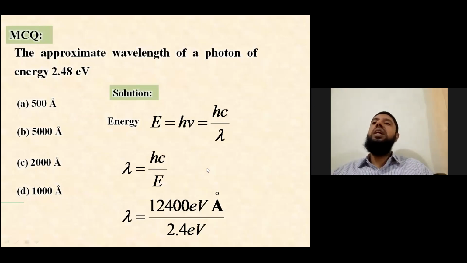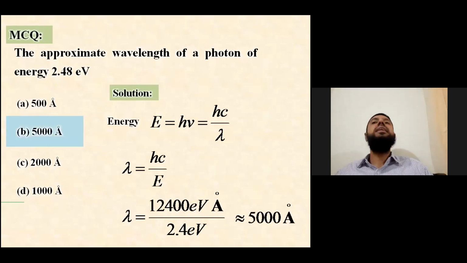Substitute it, electron volt gets cancelled. Then this is 12,400 divided by 2.4. Cancelling approximately with 2.5, you will get 5 times, 5,000 Armstrong. Nearly 5,000 Armstrong comes. This is the correct answer.